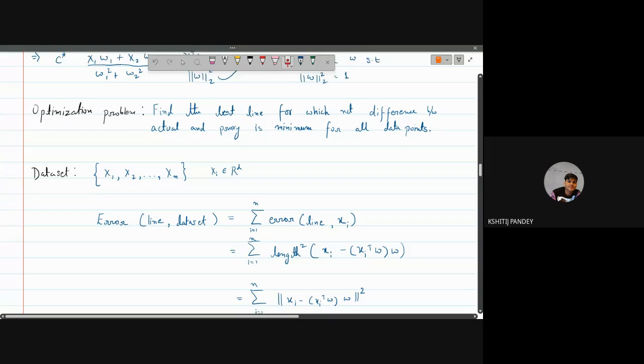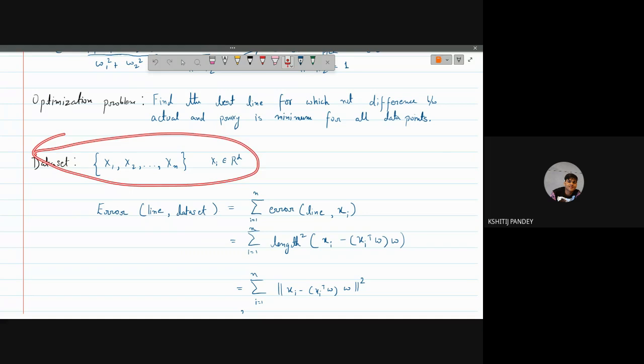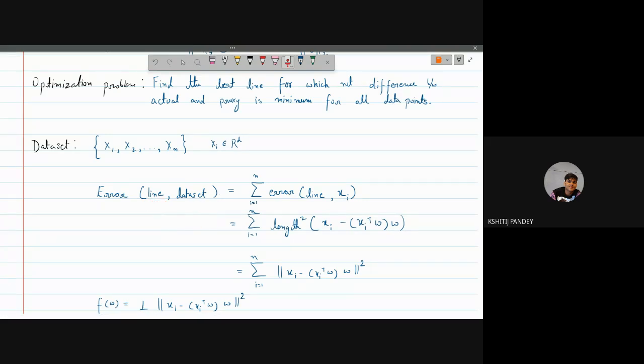So now, this is the problem in hand. We'll have a data set, and we want to minimize the error. The difference we are calling error. So we'll have some ideal line and the data set, and we want to minimize the sum of error.